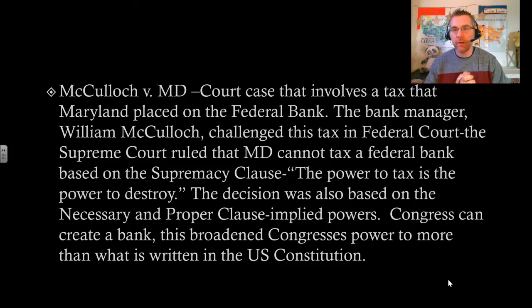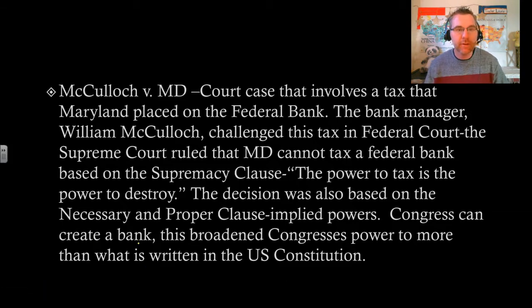Congress can pass whatever law they want to, right? They have an incredible amount of power. And so the whole idea of being able to have a federal bank, even though it's not in the Constitution, allowed them to pass a federal bank if they want to. So Congress can create a bank. And again, this broadened the power of Congress.